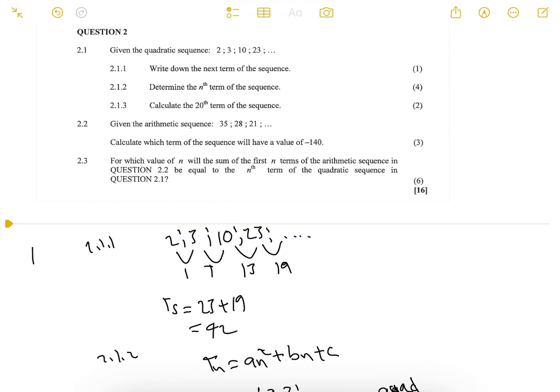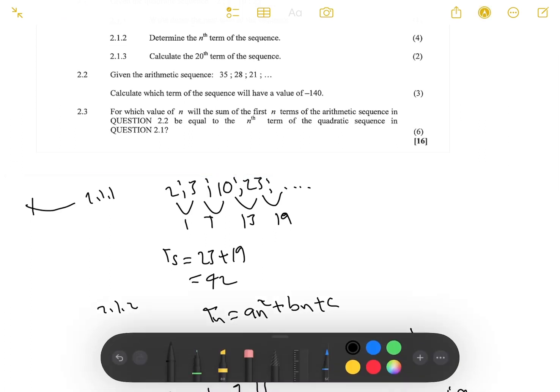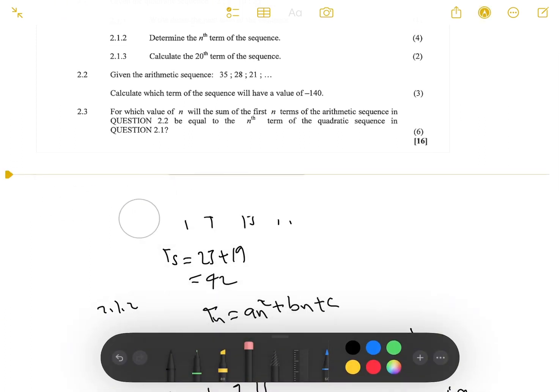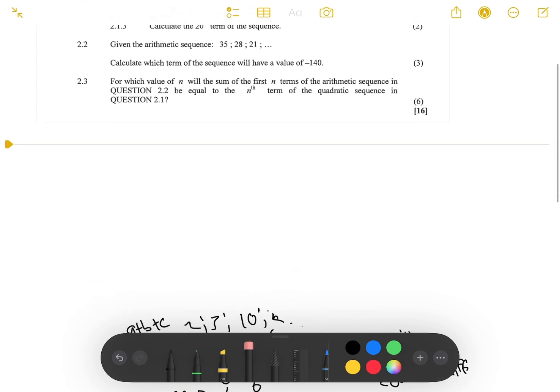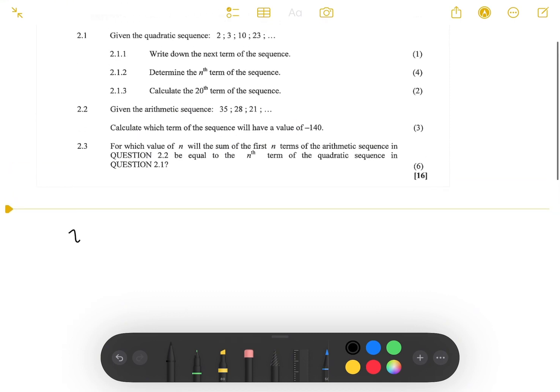Then question 2.2: given the arithmetic sequence 35, 28, 21, calculate which term of the sequence will have a value of negative 140. For us to do this, first we'll have to calculate the general formula for an arithmetic sequence. But what they're basically asking is: when is Tn equal to negative 140? This is the question for which term. So they're asking which n will give us negative 140.